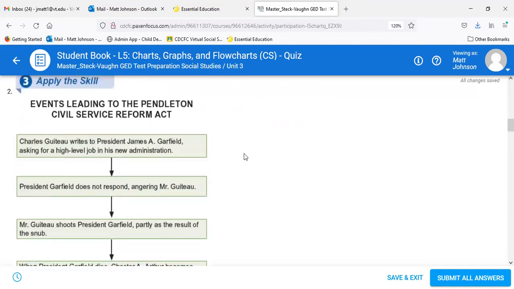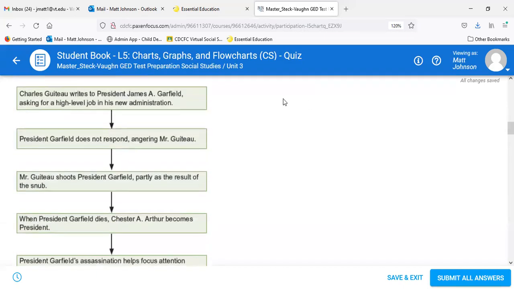Okay, number 2. So now we have a new flow chart, and I'm going to read through this one. This one's really crazy, and I'm going to give you some context for this as well. So events leading to the Pendleton Civil Service Reform Act seems really specific, right? But what happens here? Charles Guiteau writes to President James A. Garfield asking for a high-level job in his new administration. So what happens next? Our flow chart: President Garfield does not respond, angering Mr. Guiteau.